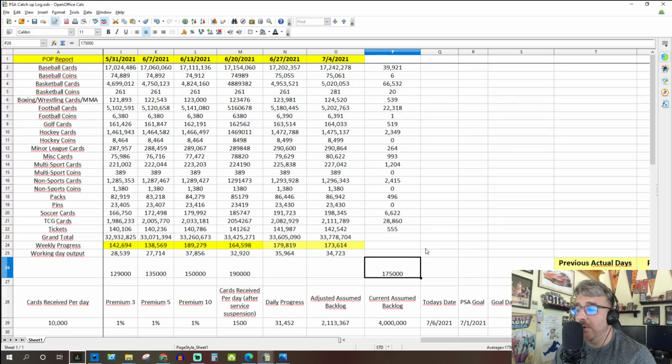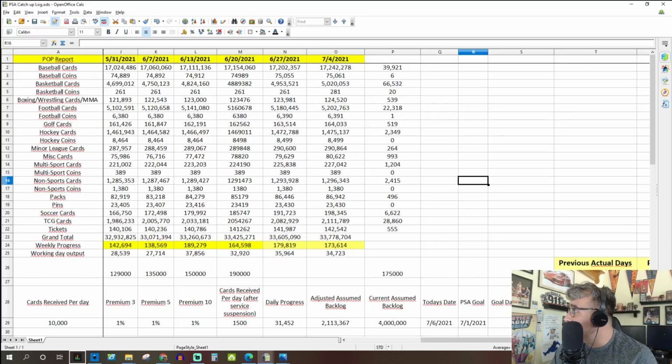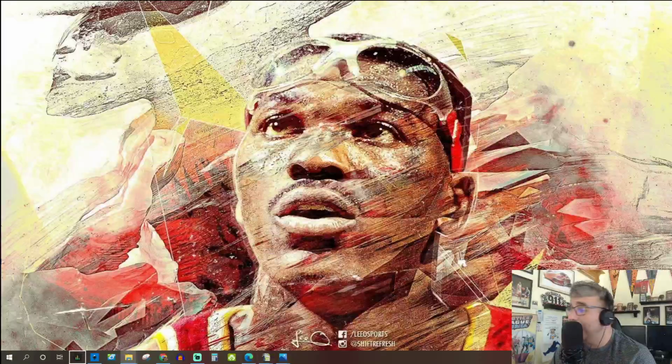175,000, somewhere around there, plus or minus a couple thousand. But I think that's where they're going to be. I think they've settled in nicely to that groove of about 175,000. So, is that good news for you? What do you guys think?